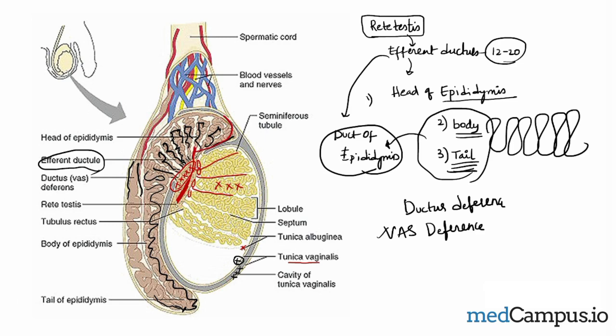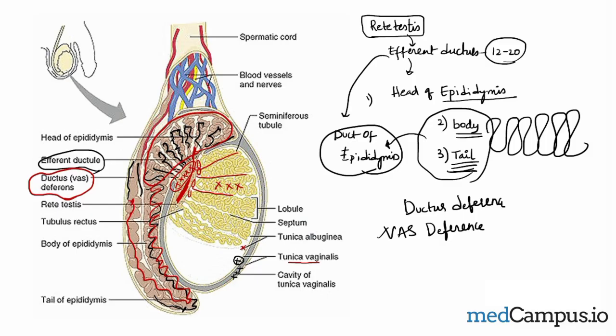Efferent ductules convolute to form the head of the epididymis. Efferent ductules give way to the duct of epididymis. The duct of epididymis convolutes to form the body and tail. At the terminal end, the duct of epididymis unites with the vas deferens or ductus deferens. So this is the normal histology of the testis.